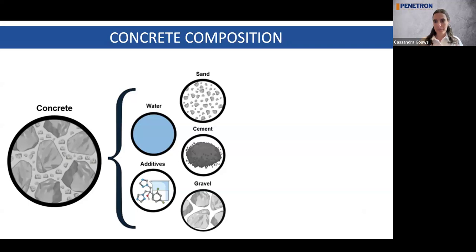Now, let's start at the beginning. Concrete. Now, concrete as an element is made up of sand, cement, gravel, also known as aggregate, water, and most concrete these days has additives in it.